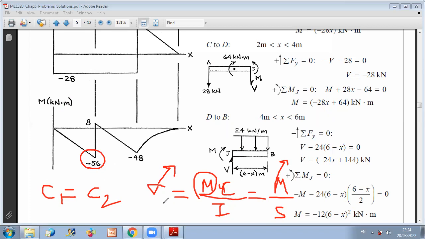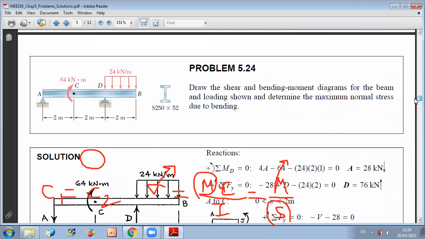So now, to calculate sigma max, I just need to find the section modulus S of my section. Then I should go to appendix C. Why? Because in this problem, they told me that the beam I'm using is a W250 times 52. So I will go to appendix C now to get the required characteristics. Here I just need to find the modulus S of this section. So let us go to the appendix together.